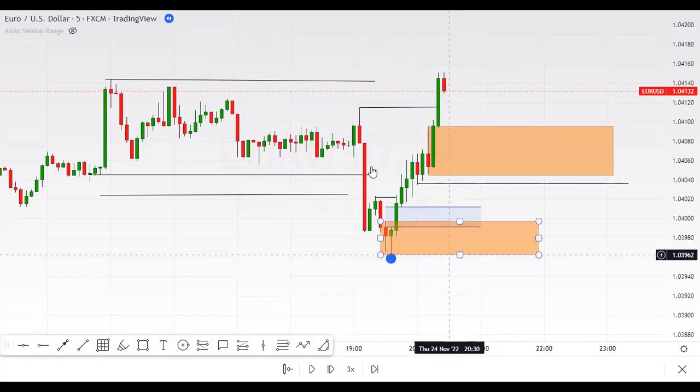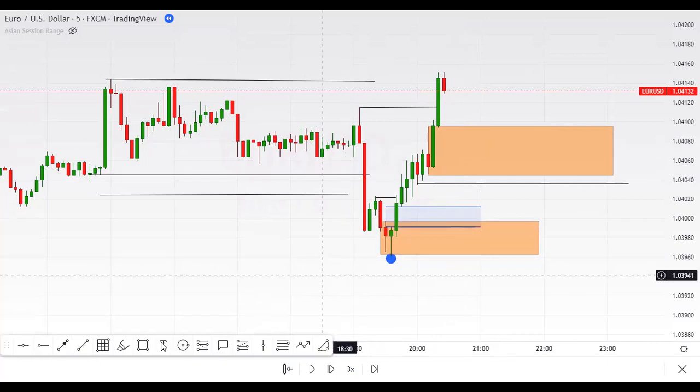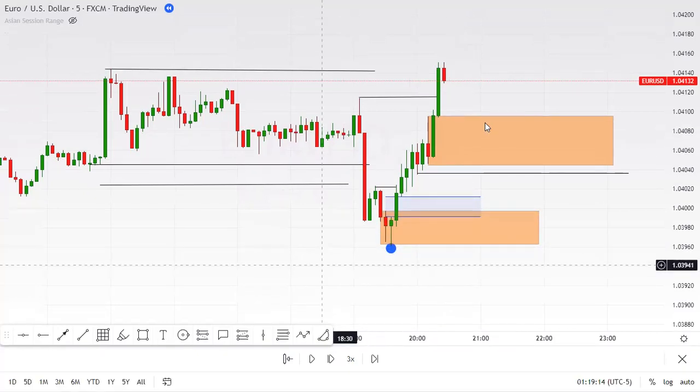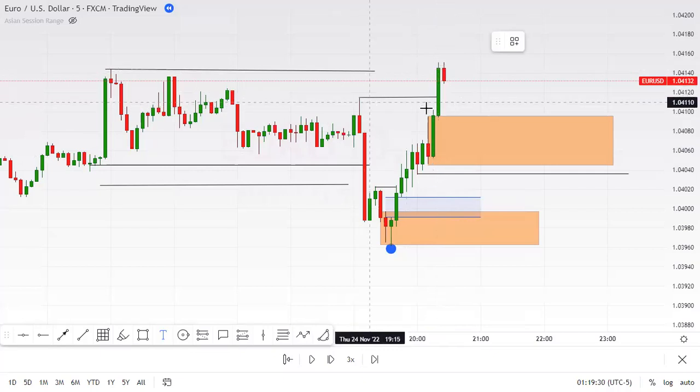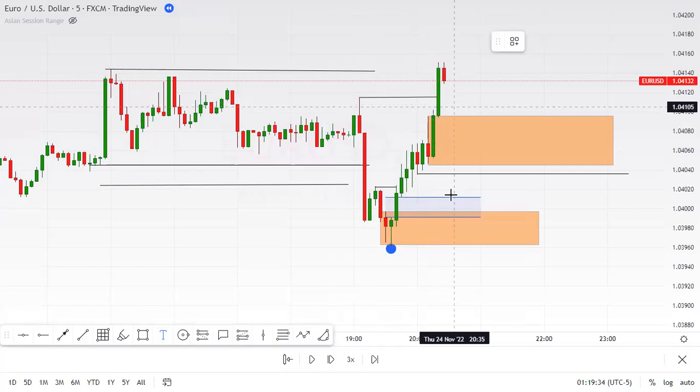So even in this order block, the one that we have drawn just recently, the one to the upside, this becomes a strong order block. Why? Because you see this very big momentum to the upside, and it caused a break of market structure. So what you do is wait for the market to come back to this order block.